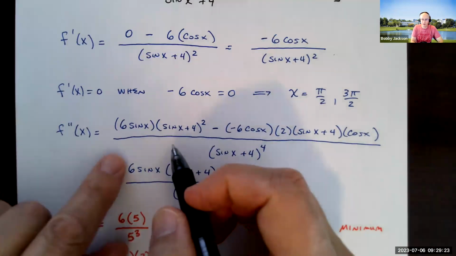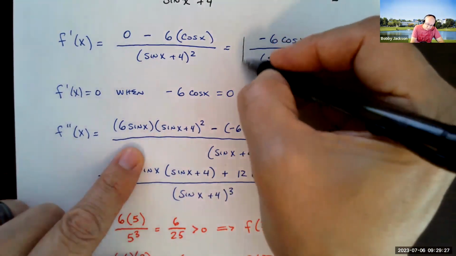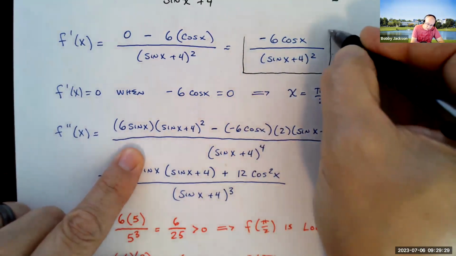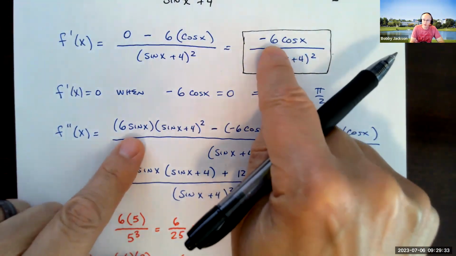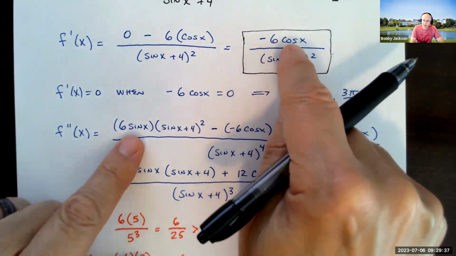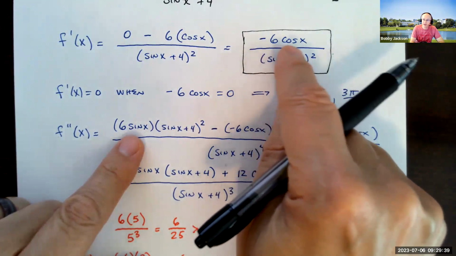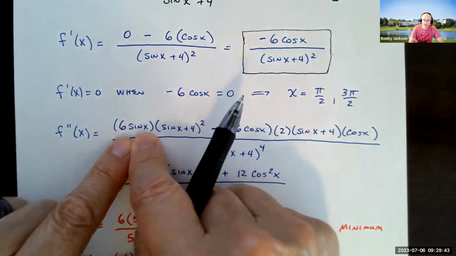Okay. What is the second derivative? Well, I'm going to use the quotient rule on my derivative here to find my second derivative, so the derivative of the derivative. What's the derivative of -6 cosine x? Well, the derivative of cosine x is negative sine x. So I get -6 times negative sine x, positive 6 sine of x.